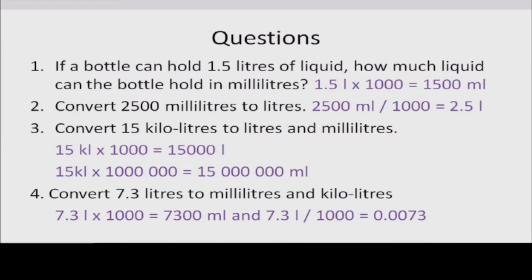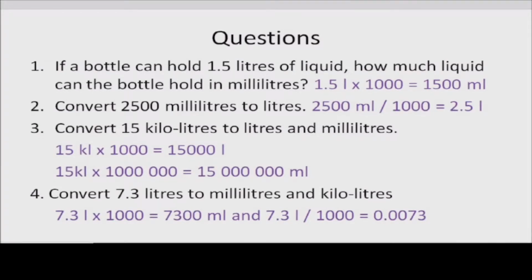Number 3, you need to convert kiloliters to liters. So 15 kiloliters multiplied by 1000 gives you 15,000 liters. And then 15 kiloliters converting to milliliters, right? So it's 1000 multiplied by 1000, which is 1 million. 1 million multiplied by 15 kiloliters gives you 15 million milliliters, right?